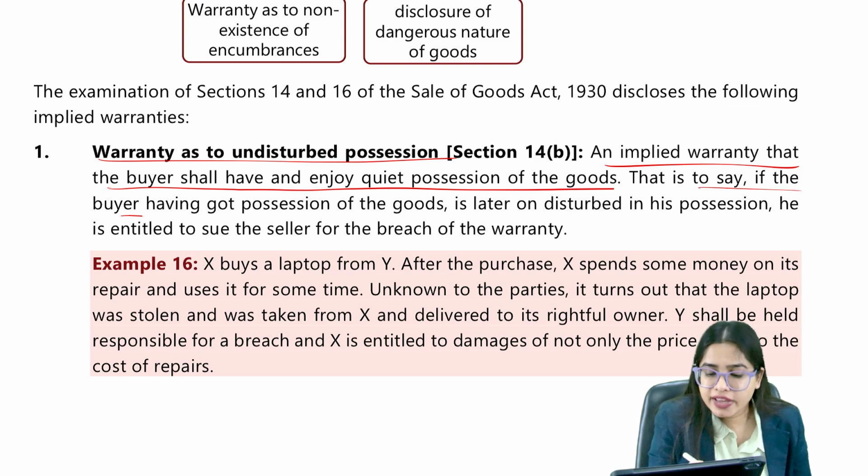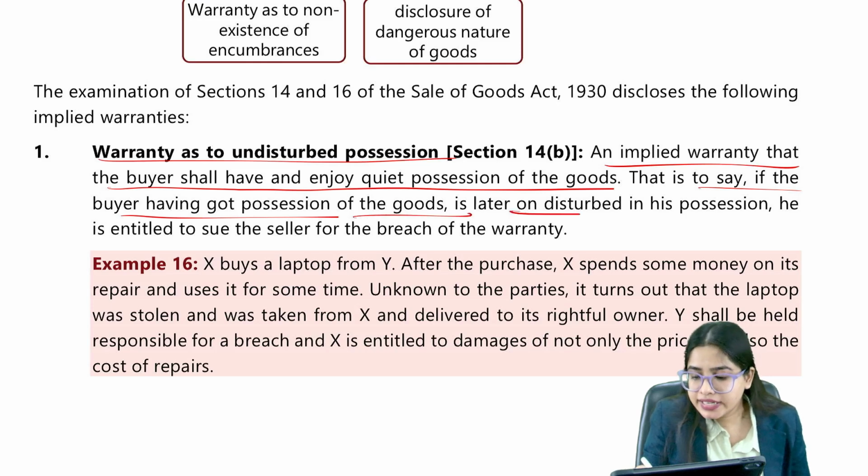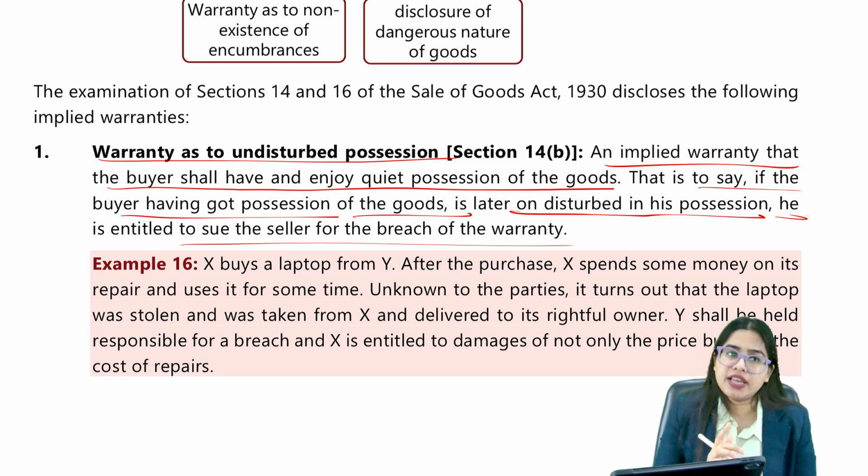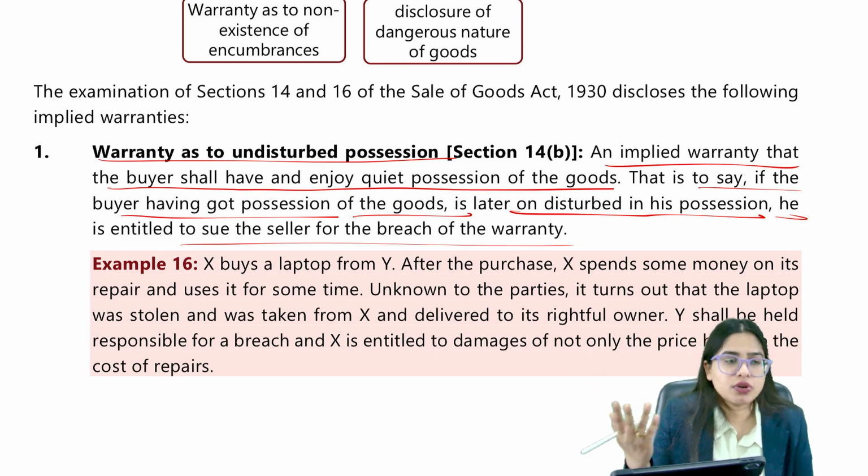That is to say, if the buyer, having got possession of the goods, is later disturbed of his possession, then he can claim damages from the seller. If someone takes the possession of that goods from him, then he can claim compensation from the seller.